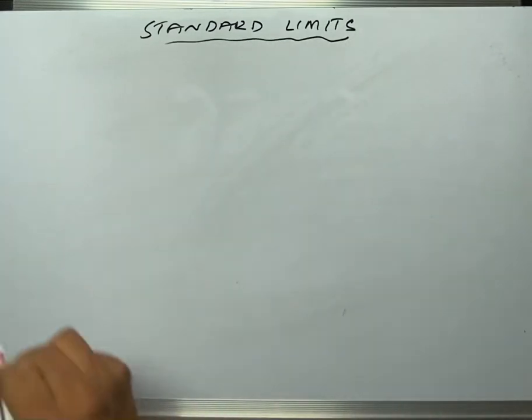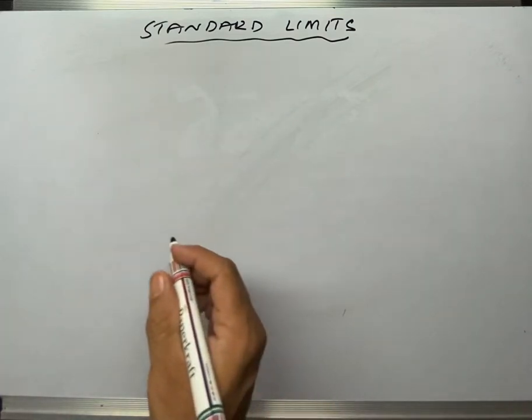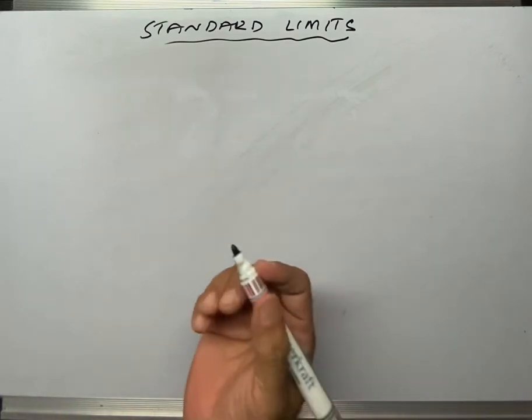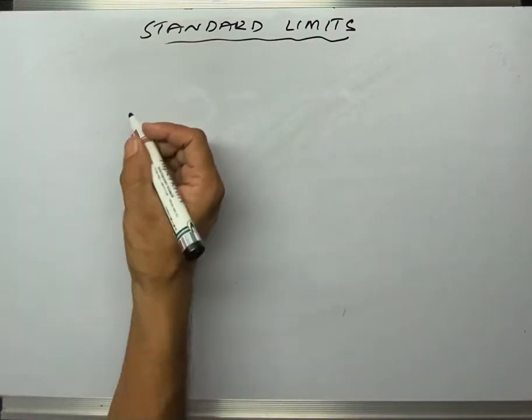Standard limits means formulas by using which we can get the solution. Factorization is not possible, rationalization is not possible. That time we'll use standard limits logic. What are those standard limits? Check this.